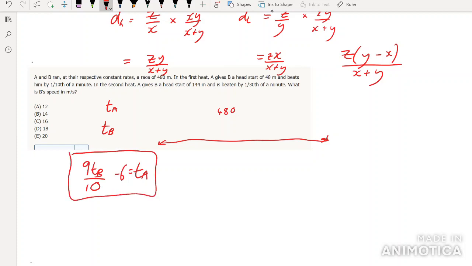In the second heat, A gives B a head start of 144 meters. So in other words, A has to still run the whole race. So we've got TA, and that's equal to, well, 144 meters is 3/10, I believe, of 480. So B only has to run 7/10 of the race.